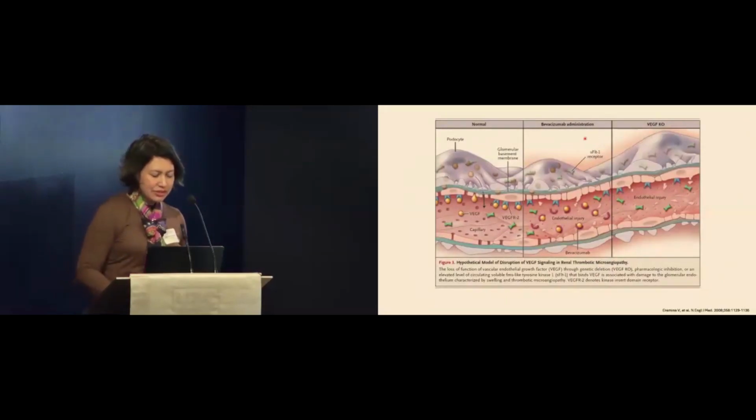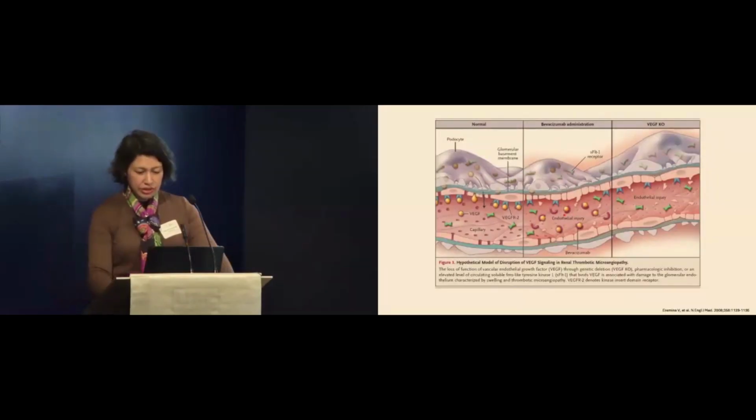And this is an example of a breakdown of how it would all work. In normal cells, the podocytes make VEGF, which crosses the filtration barrier, binds to the endothelial cells, and everything is healthy. In the VEGF knockout, it ends up with endothelial injury, which is the same result as a VEGF inhibitor that binds the VEGF on the endothelial side.